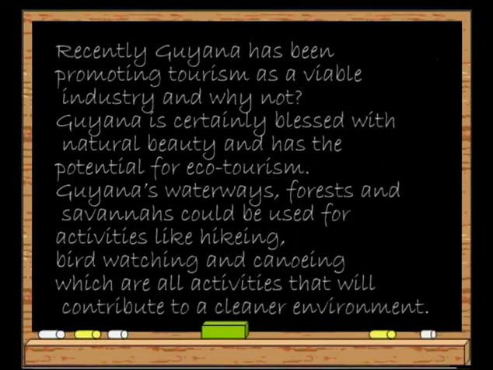Recently, Guyana has been promoting tourism as a viable industry, and why not? Guyana is certainly blessed with natural beauty and has the potential for ecotourism. Guyana's waterways, forests, and savannas could be used for activities like hiking, bird watching, and canoeing, which are all activities that will contribute to a cleaner environment.